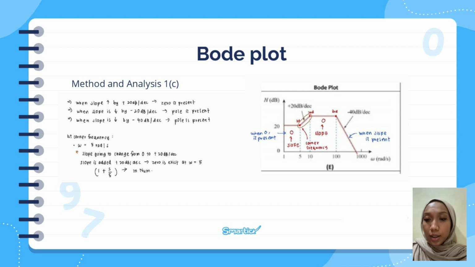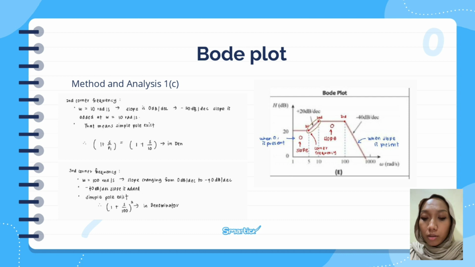Okay, first, on the first corner frequency, you can see that omega equals 5 radians per second, where the slope changes from 0 to positive 20 dB per decade. Slope is added positive 20 dB per decade, and a zero exists at omega equal to 5, so the equation will be 1 plus s over 5 in the numerator.